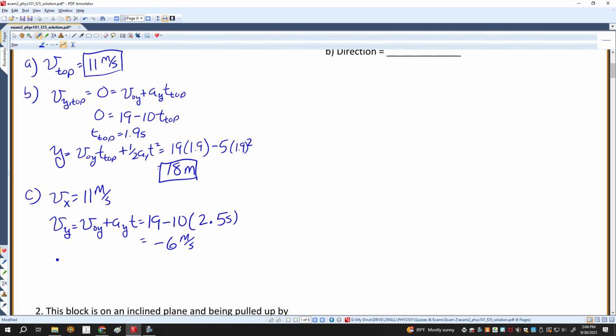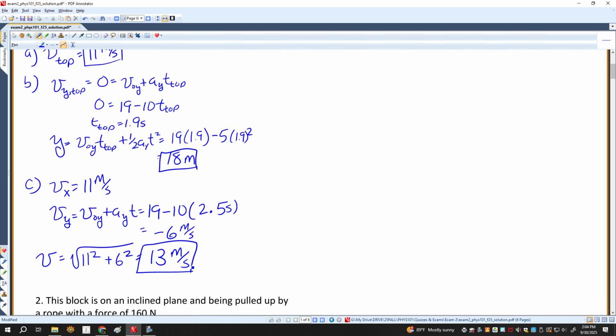So if I want to find the speed, I say that the speed at that time is equal to the square root of 11 squared plus 6 squared. I get 12.5, or I'll say 13 meters per second. All right. So that's the answer for that one.